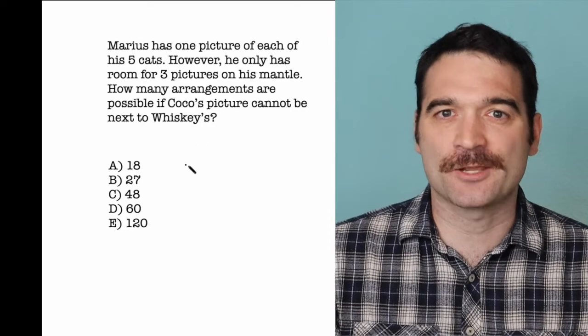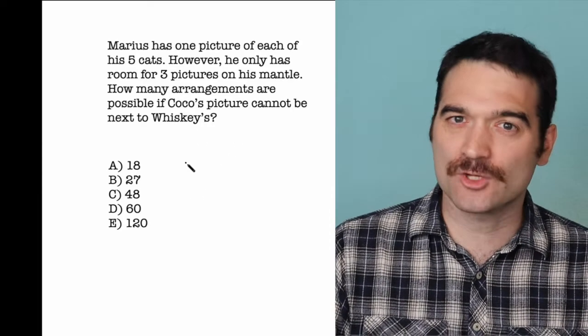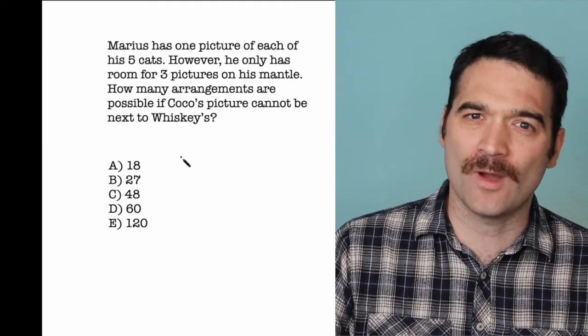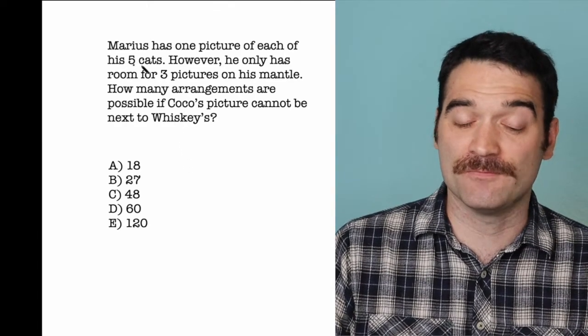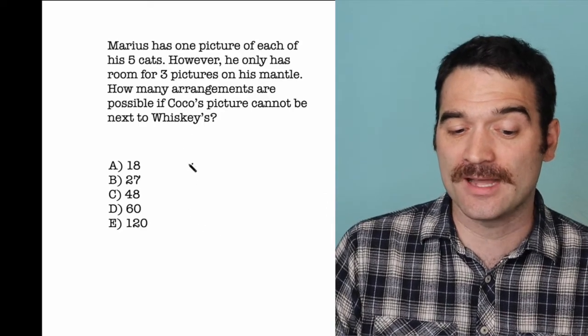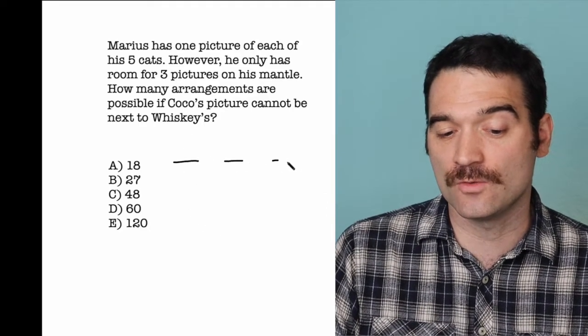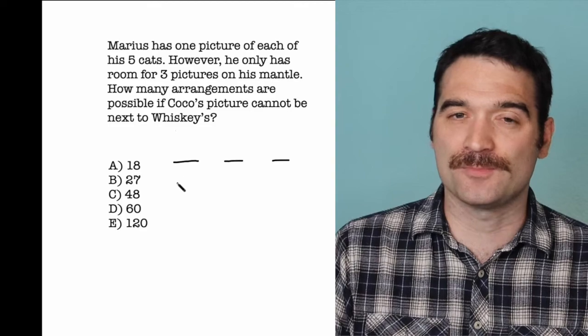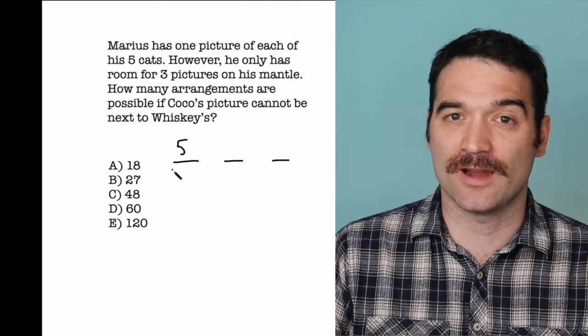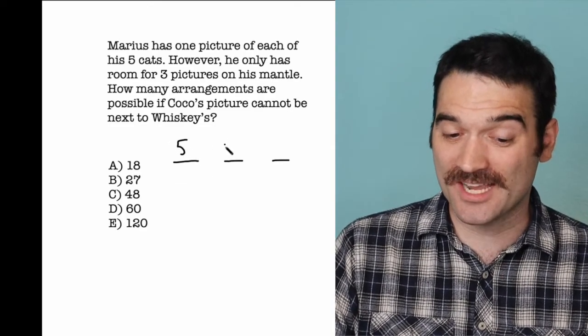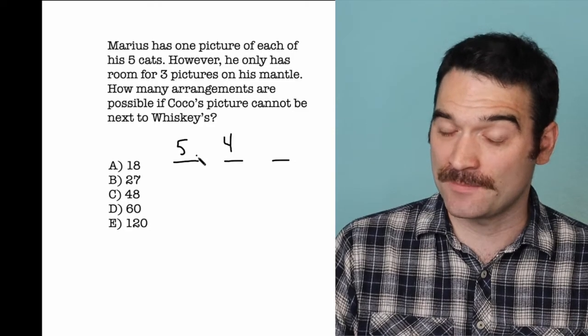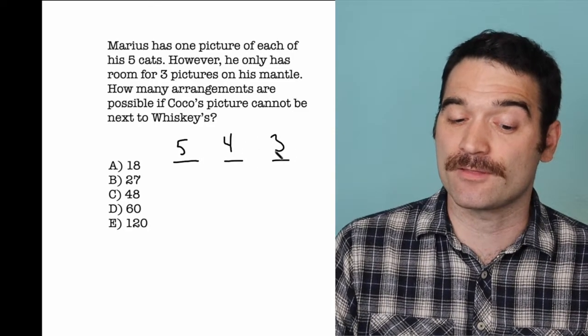Well, this is a classic permutations question. And so let's start out by figuring out all the ways that we could arrange these 5 pictures in 3 spots. Here are my 3 spots, 1, 2, 3. Well, if I go to the first spot, I have 5 options, right? And then if I go to the second spot now, I have 4 options because I've already picked one. And then I go to the third spot and I have 3.